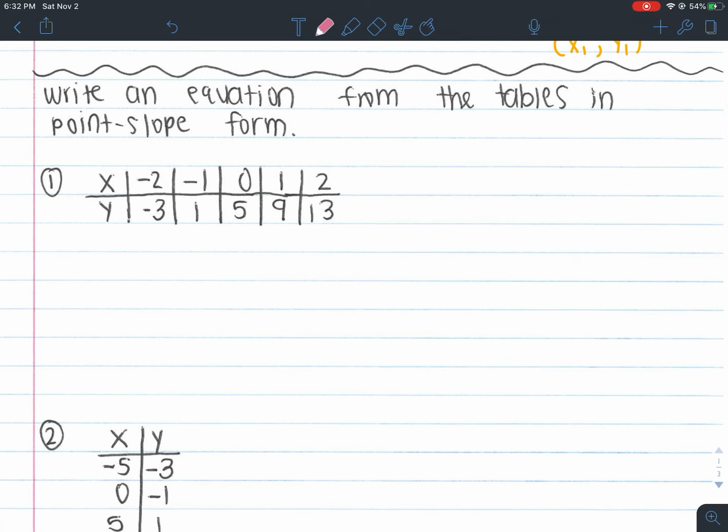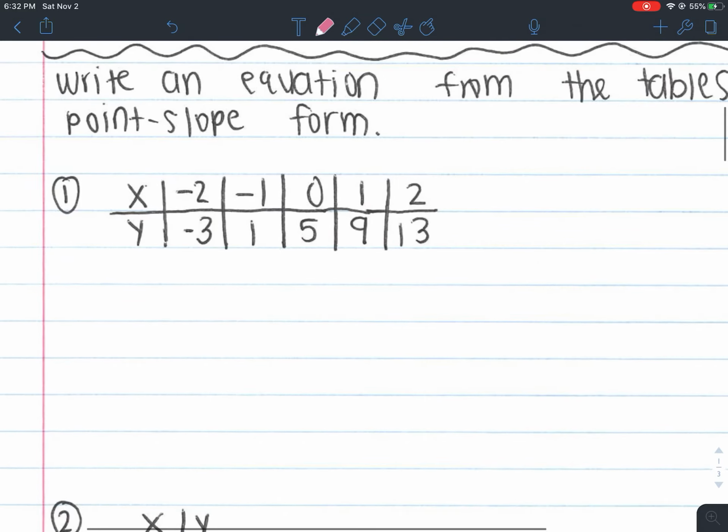All right, so our first two problems, we're going to write an equation from the tables in point-slope form. Well, I know from the notes before that in order to write an equation in point-slope form, I need a slope and any point that's on that line. So here I'm given a table, and I'm given 5 points that are on that line. 1, 2, 3, 4, 5, okay? Now, again, in order to get point-slope form, I need a point and a slope. Right now I have 5 points to choose from, but I don't have any slope.